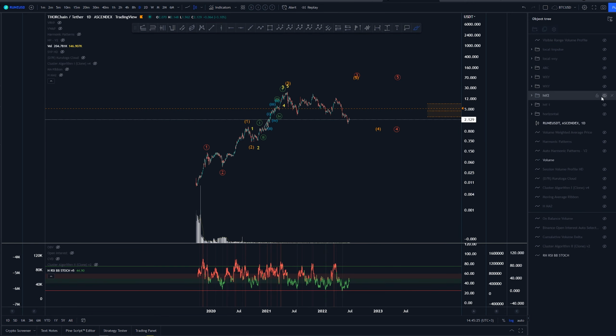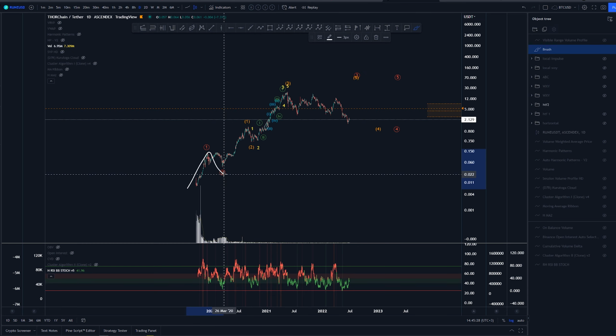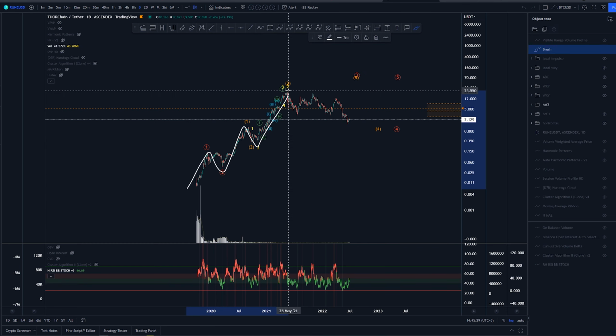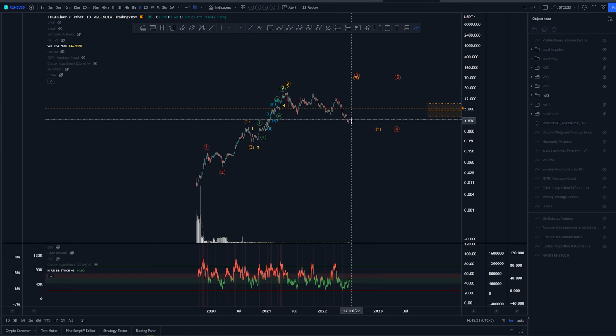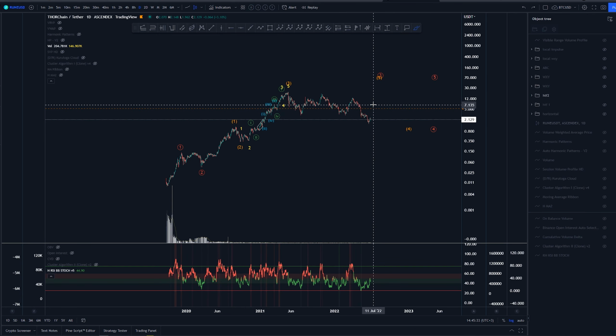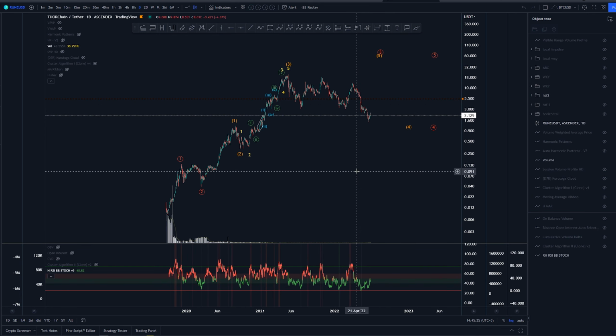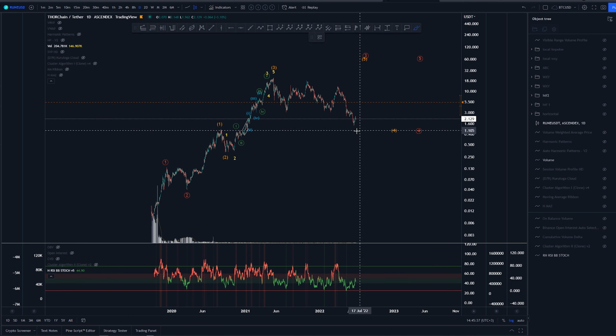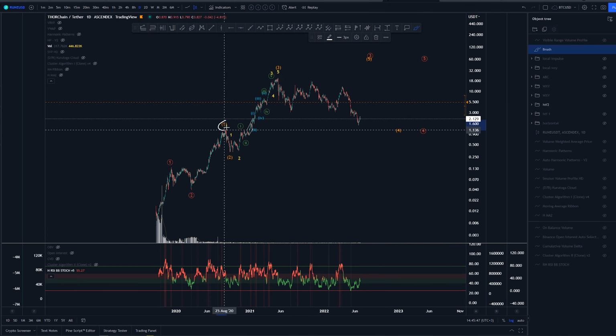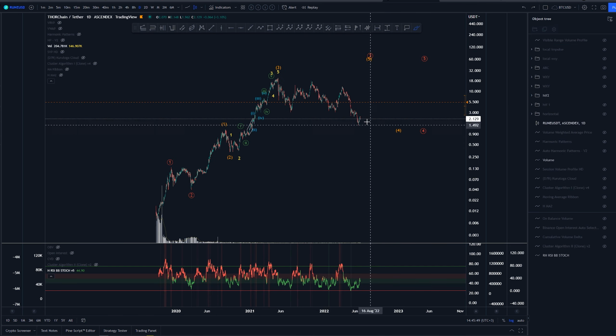The second scenario was that we had a 1, 2 here, 1, 2 here, 3, and this whole structure would now be a 4th. Now it is taking a bit more time than we would like. We are getting really close to the invalidation point of this idea at around $1.23. This would be invalidating when the price gets back to the area of wave 1 here. So that has to be kept in mind if we want to be playing these higher time frame scenarios.